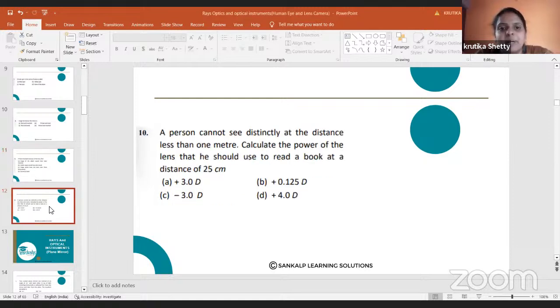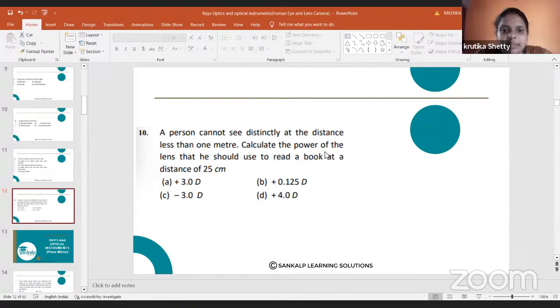Then the next question. A person cannot see distinctly at a distance less than 1 meter. So here what is happening? The person is not able to see distinctly less than 1 meter, right? Calculate the power of the lens that he should use to read a book at a distance of 25 centimeter. So he is reading the book at a distance of 25 centimeter. What will this 25 centimeter be, students? How will you do this? We need to calculate the power. Power is expressed in terms of diopter.